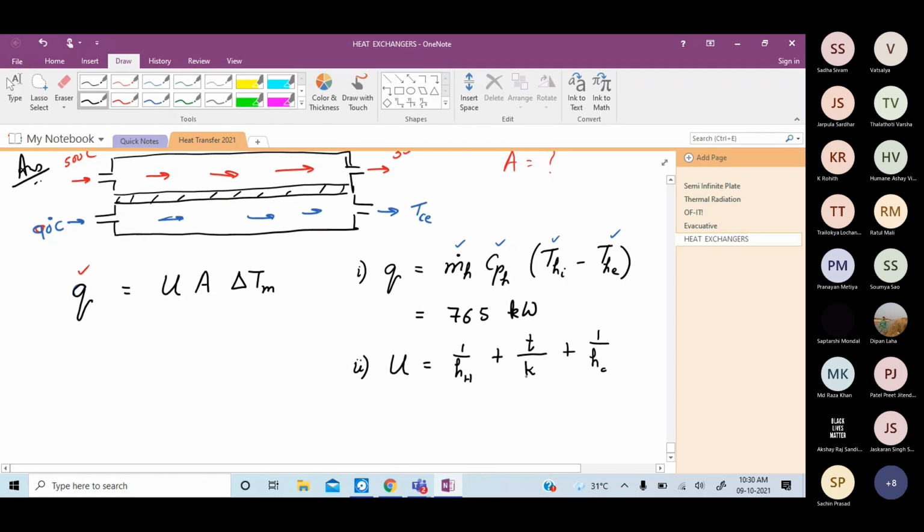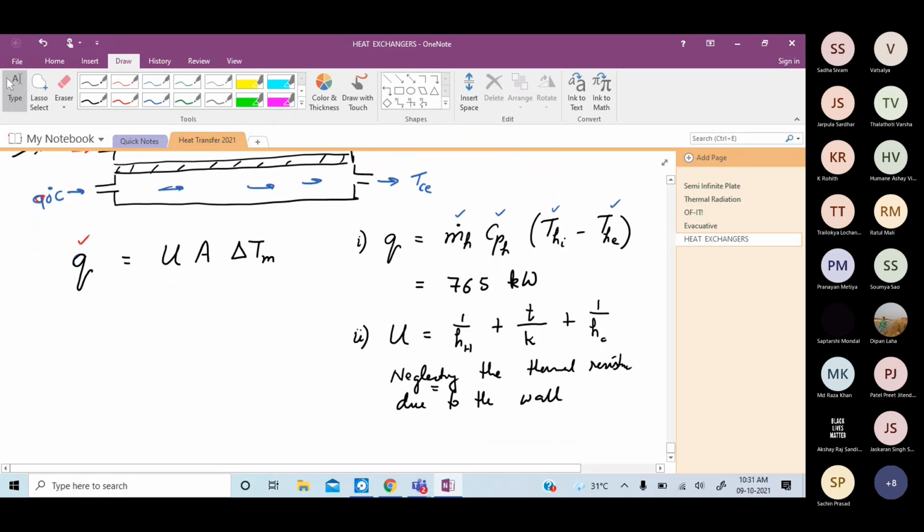Okay. So this is what we can do. Here what you have to write is assuming or neglecting the thermal resistance due to the wall, which is not bad. Remember one of the problems I gave you in the last class test? That's what you saw, right? This was pretty much a heat exchanger problem.